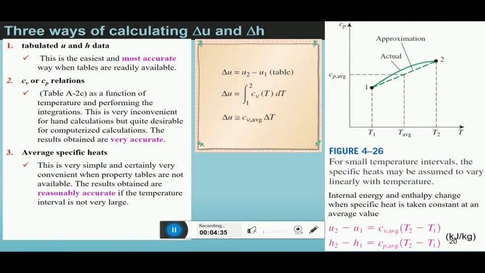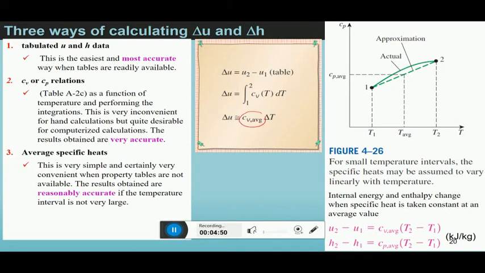However, when you are doing manual calculations like in our exams, it's very difficult to use these relationships. So the other option is using average specific heats. Most of the time, this is what we are going to do.